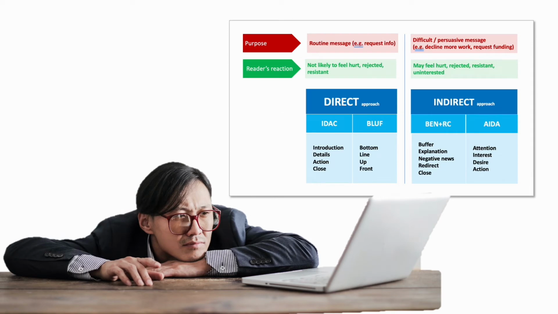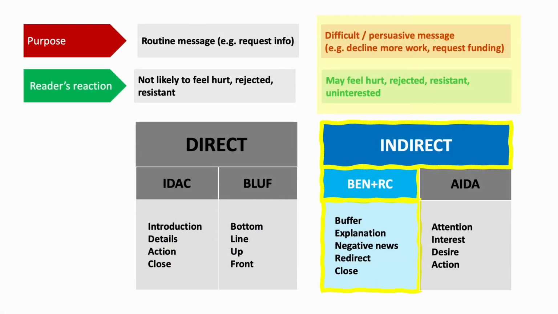Now, what if we are writing to make a complaint, to respond to a complaint, to make a difficult or inconvenient request, or to reject a request? These are considered difficult, bad news, negative or sensitive emails. Because the reader is likely to be upset or inconvenienced by our message, or our work relations with the reader may be affected, it's best to cushion our message with a buffer. In this case, the indirect approach would be more suitable.